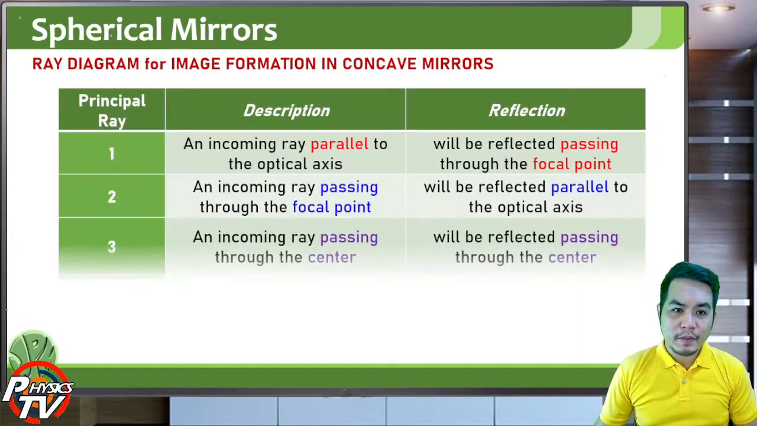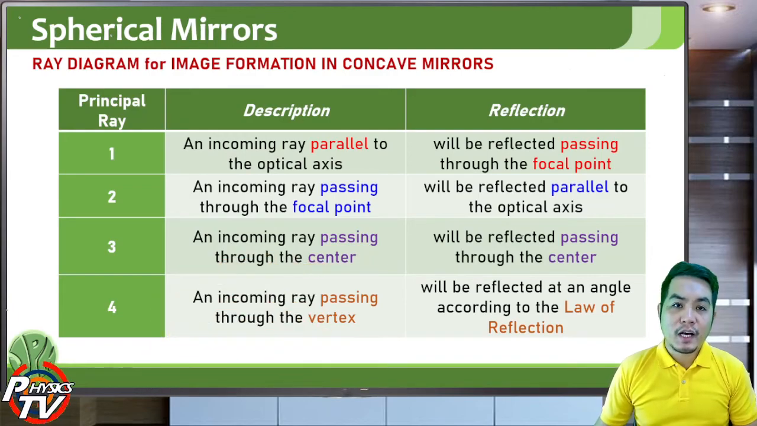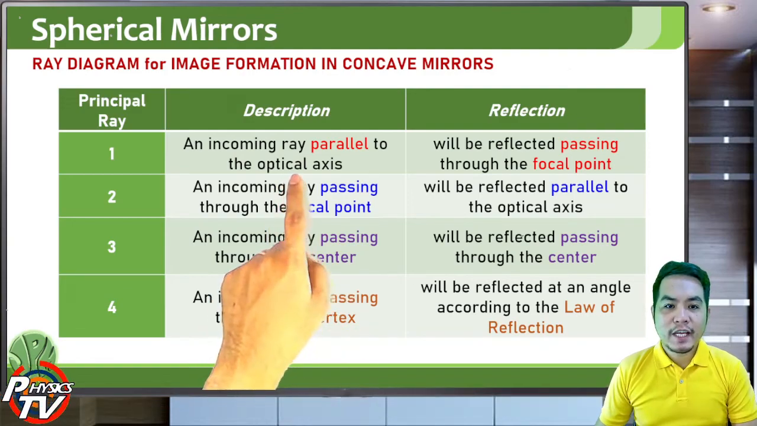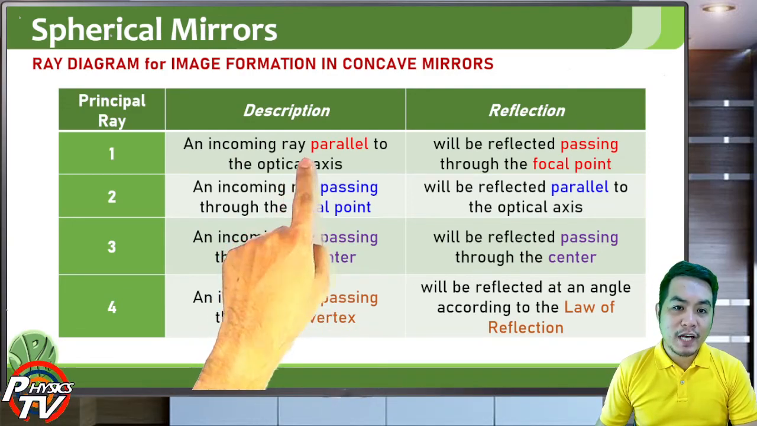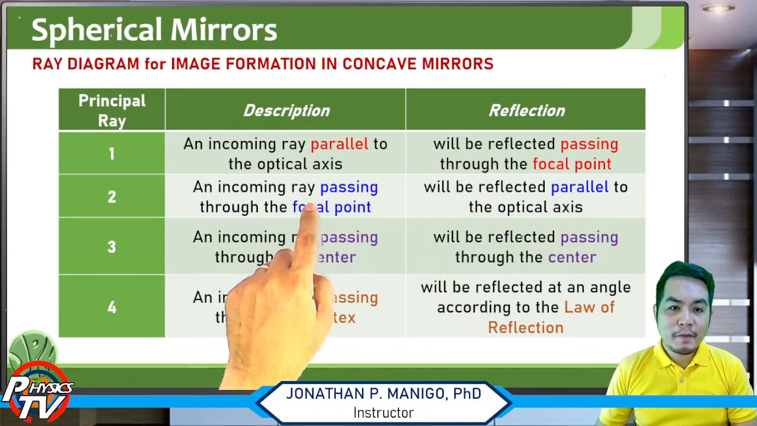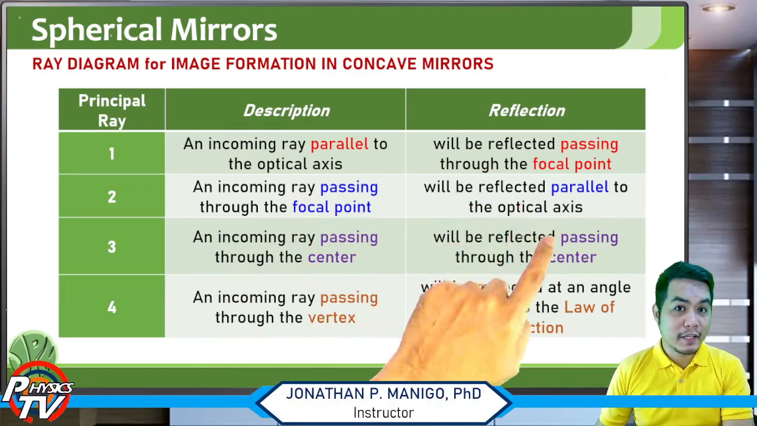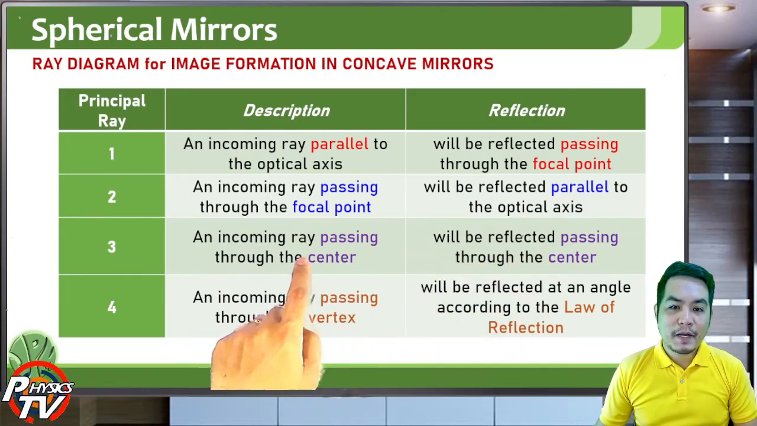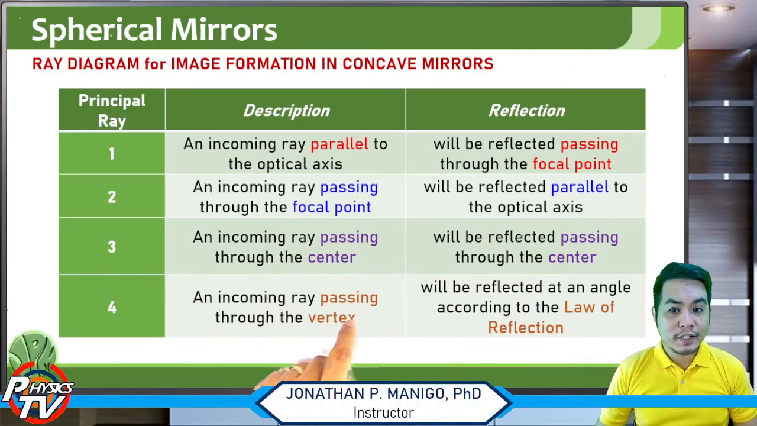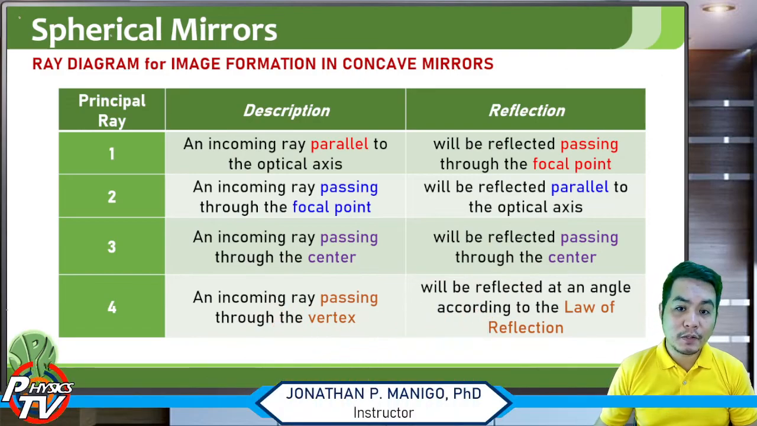for concave mirrors, we will be discussing 4 principal rays. So primary or principal rays. So an incoming ray parallel to the axis will be reflected passing through the focal point. A ray passing through the focal point will be reflected parallel to the axis. A ray passing through the center will be reflected passing through the center. And a ray passing through the vertex will be reflected at an angle according to the law of reflection.